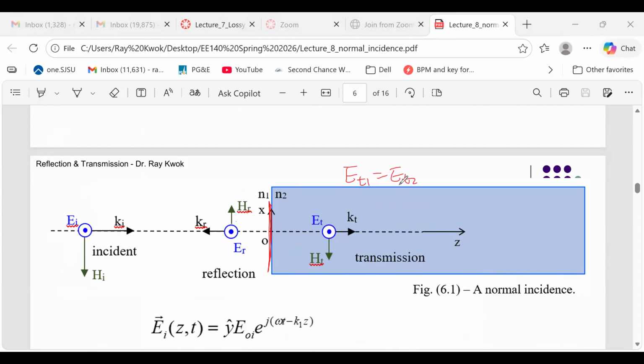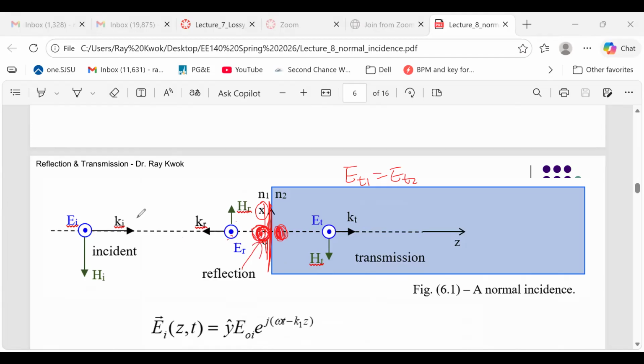Remember that? Boundary condition. What does that mean? The electric field tangential to the surface, in this case, the X or the Y direction. Let's say Y, because the electric field is pointing that way. The electric field on this side is equal to the electric field on this side. What's the electric field on this side?